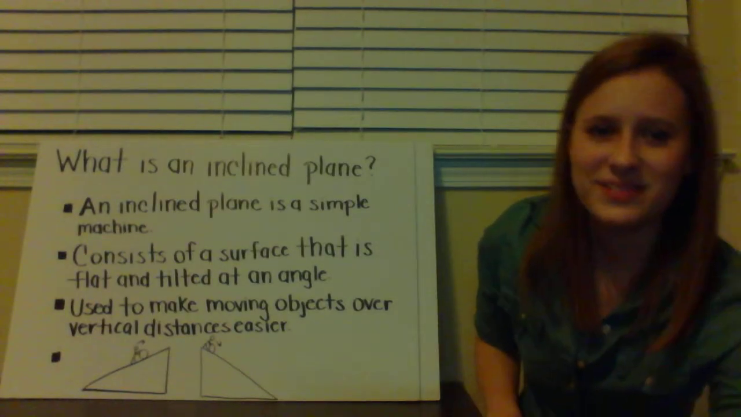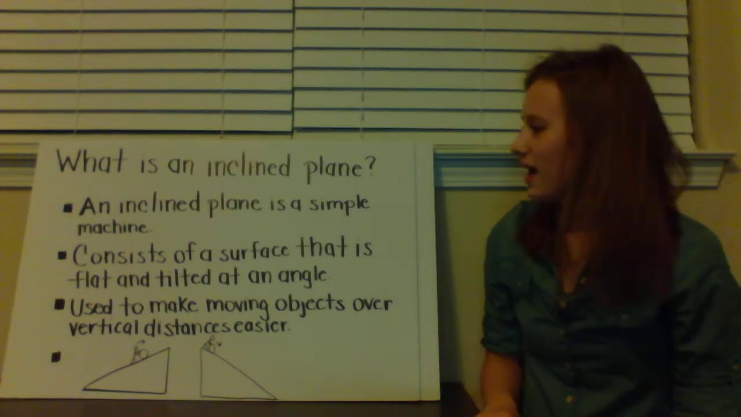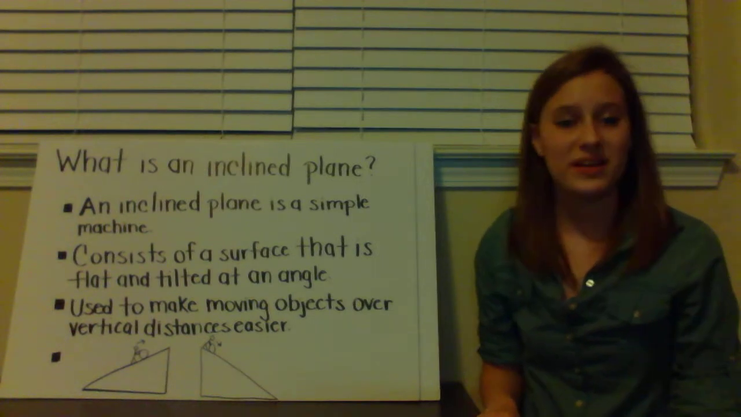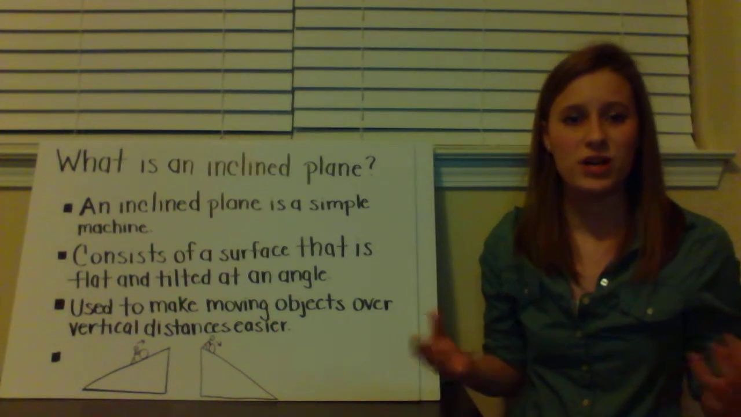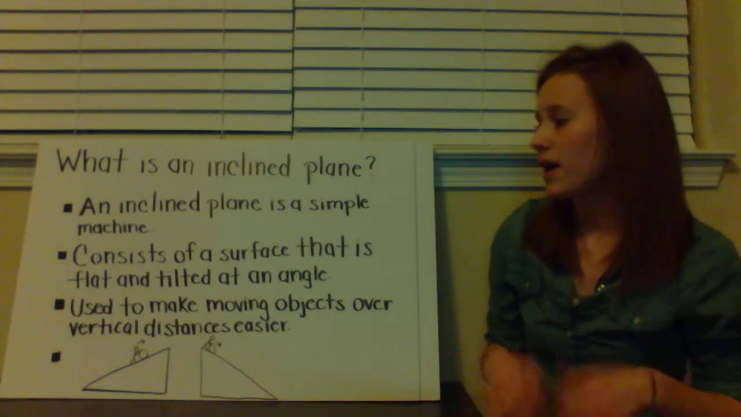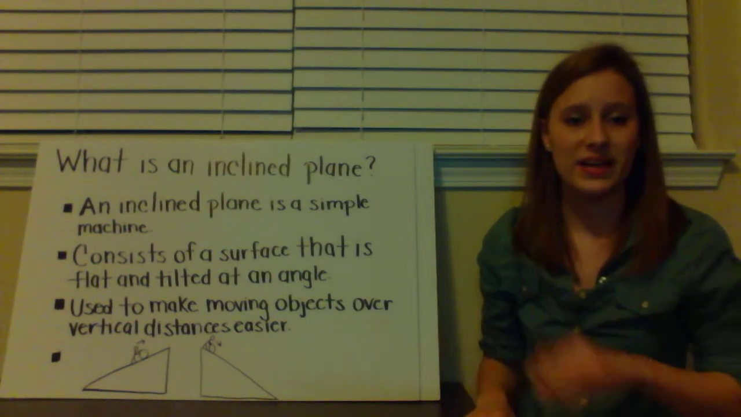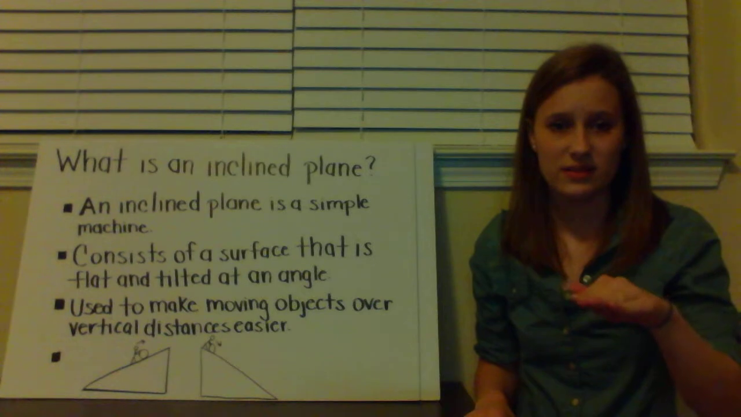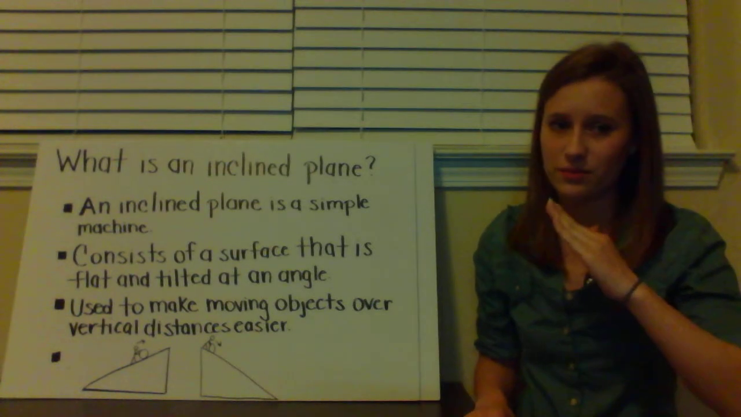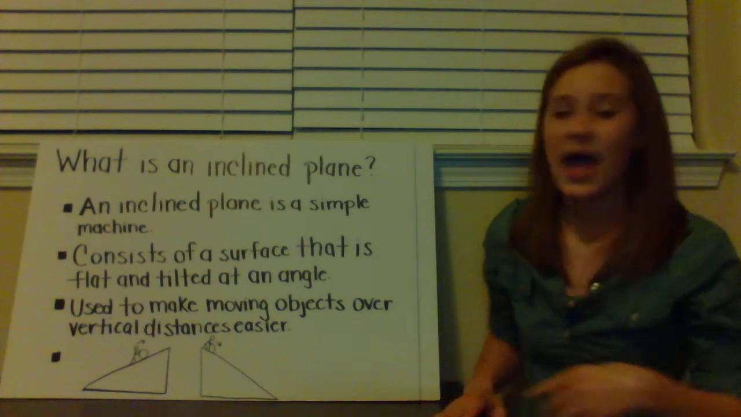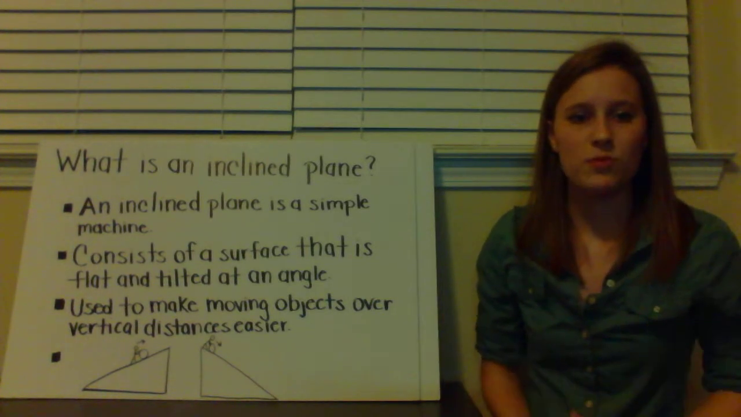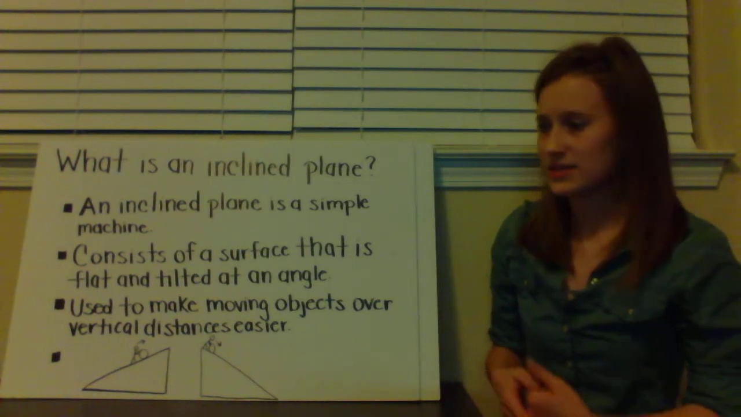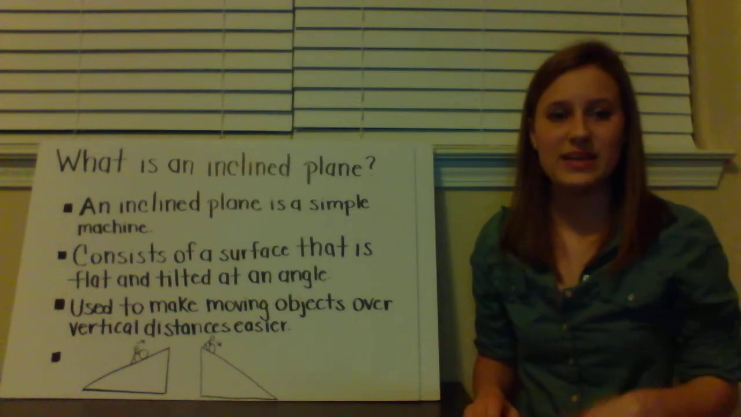Now, let's see what an inclined plane is. As I said earlier, an inclined plane is one of our 6 simple machines, and we use simple machines to make work easier for us. Specifically, an inclined plane is a flat surface that is tilted at an angle. And it is used to make moving objects over vertical distances, so up and down, easier.